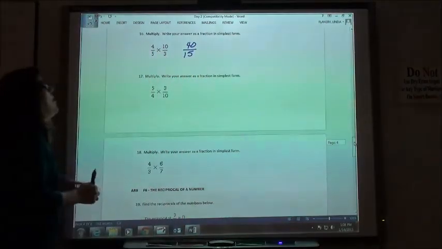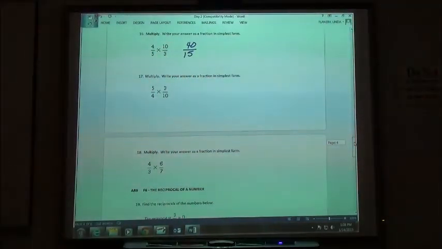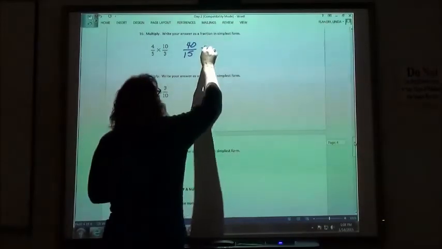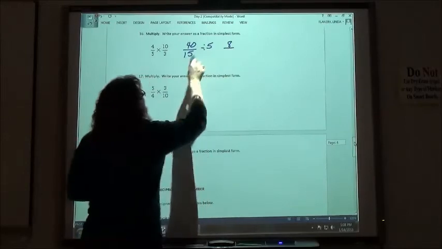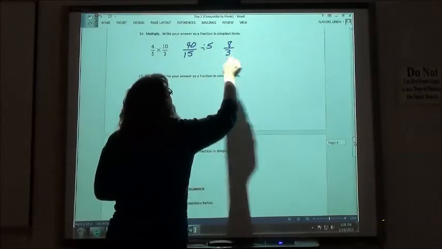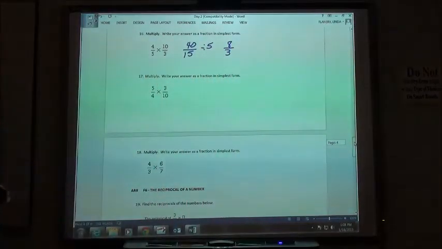And then I look and say, oh, 40 and 15 are both divisible by 5. So if I divide by 5, 40 divided by 5 is 8. 15 divided by 5 is 3. I can't reduce that down anymore.